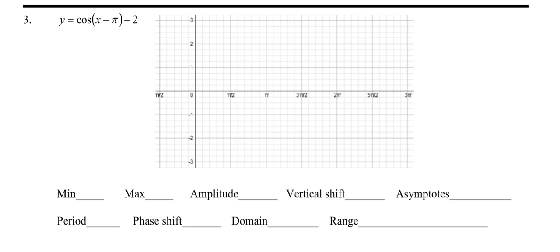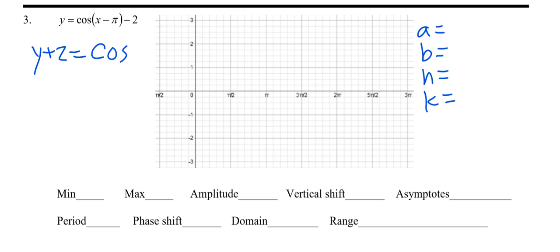Go to question 3. A, B, H, and K. Is it in fireproof form? Kind of. Not really. What's the one thing you would do to get it into fireproof form? You add 2. Put the vertical change over on the vertical side.